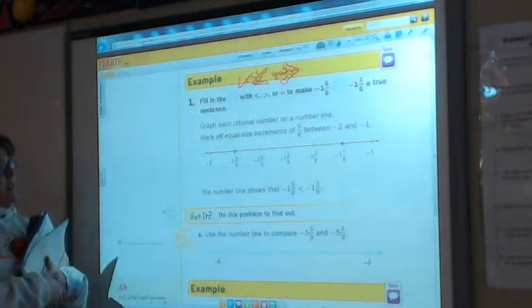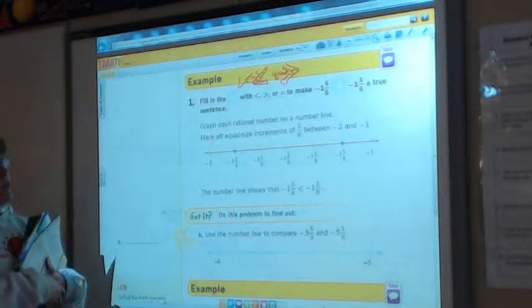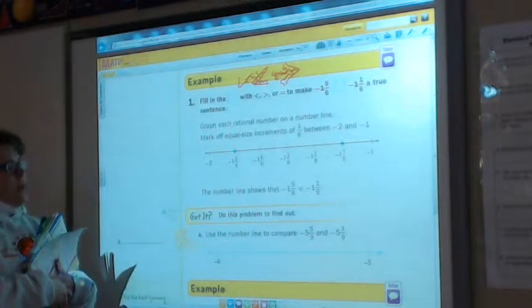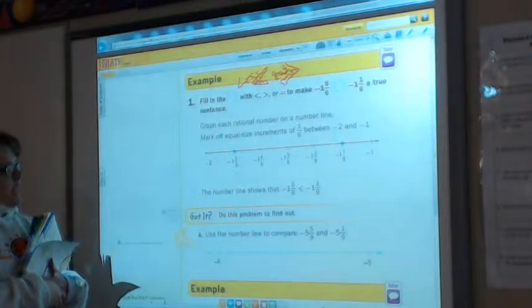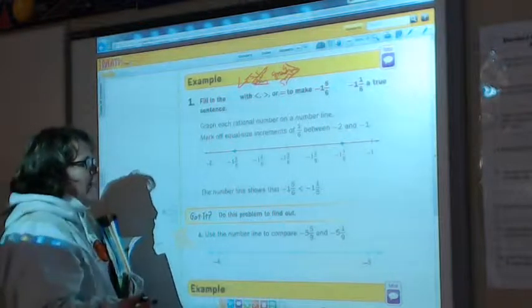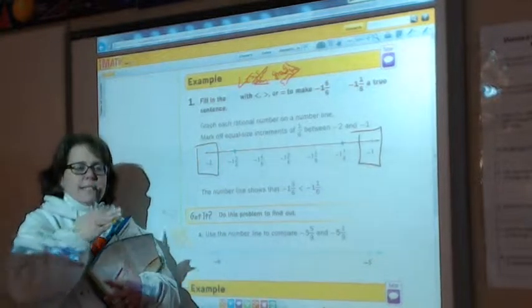Okay, so the first example asks you to make a negative 1 and 5/6 and a negative 1 and 1/6 true. You want to know which one is bigger. So what you're going to do is put the numbers on a number line. You're going to be given a number line on your assignment where you only have the negative 2 and the negative 1, and you're going to have to fill in the spots in between.